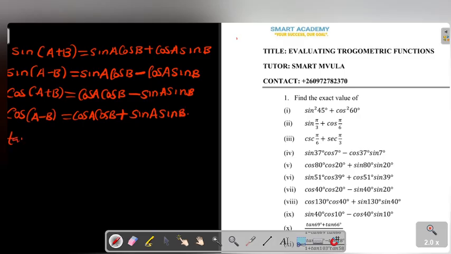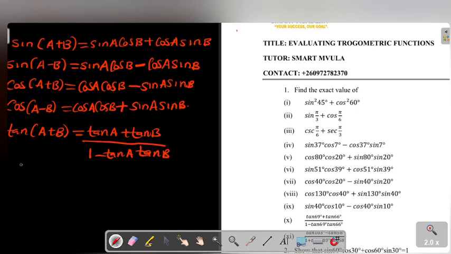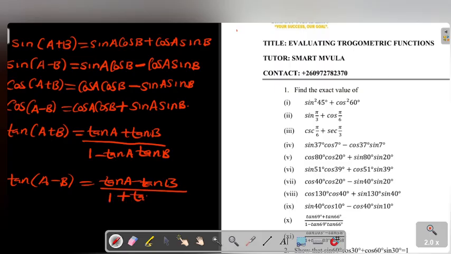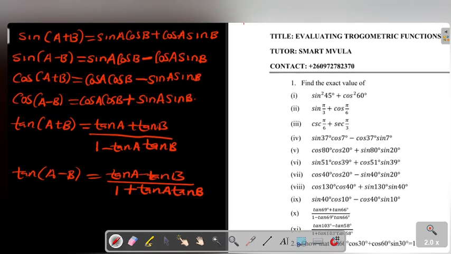The second last one is for tan. You have tan of A plus B, so this will be tan A plus tan B, over 1 minus tan A tan B. The last one is when you are subtracting, tan of A minus B, so this would be tan A minus tan B, over 1 plus tan A times tan B. So basically these are the identities that we'll be using to answer these questions that we have.